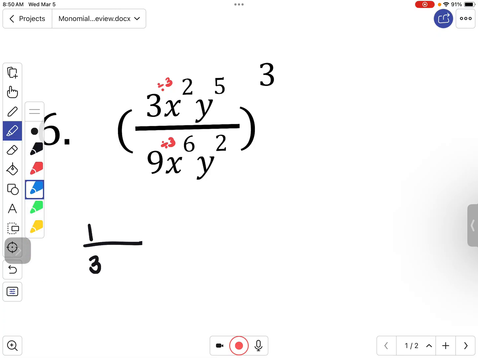Now I'm going to look at my letters. So I'm going to go my bigger one minus my smaller one. So x to the sixth and x to the second. That's going to give me x to the fourth. And it's going to go on bottom.